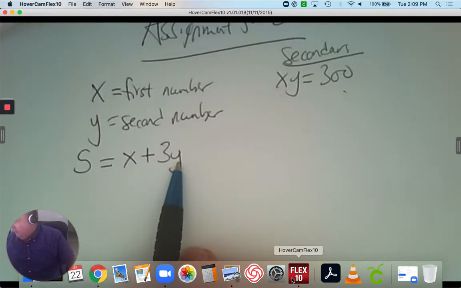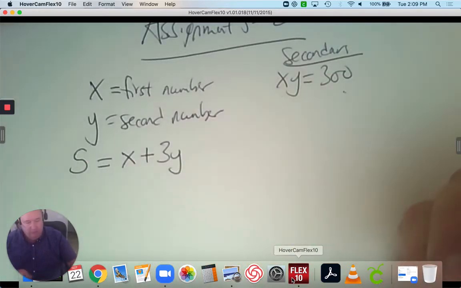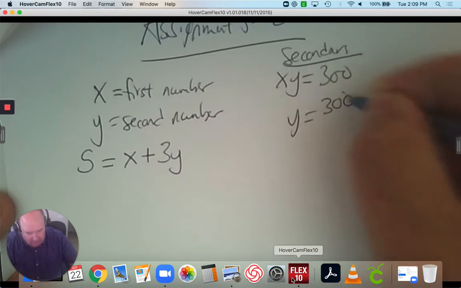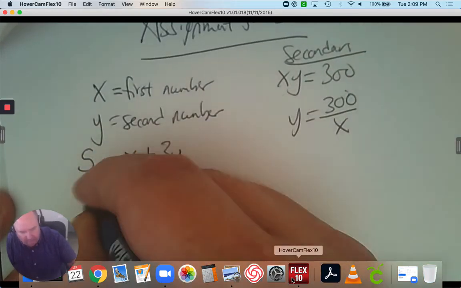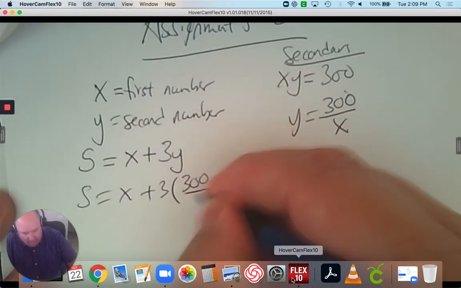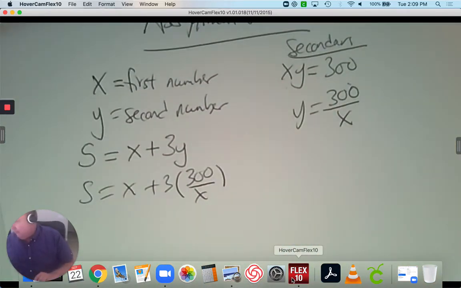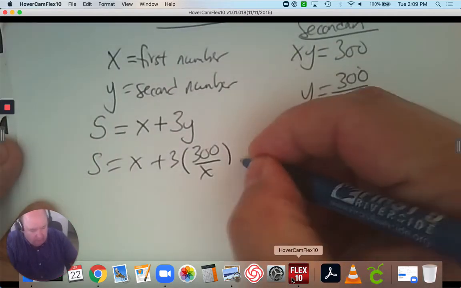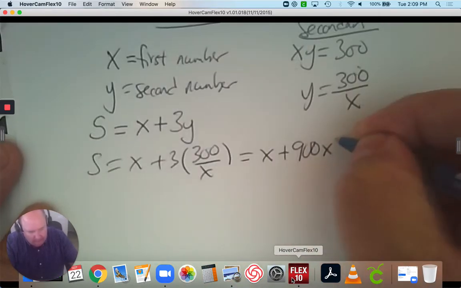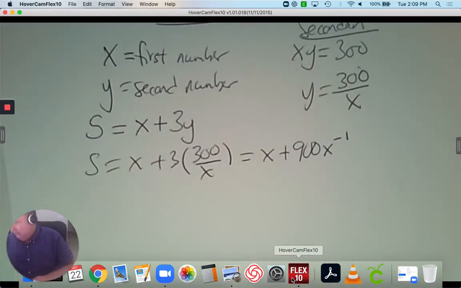And now what do I do? First of all, I've got too many variables. So I'm going to let y equal 300 divided by x. So then take out the y and put in 300 over x. I'm going to clean that up right now in a second, so I can do the calculus better. 3 times 300 is 900, and I'm going to write x to the negative 1 instead of having that fraction.